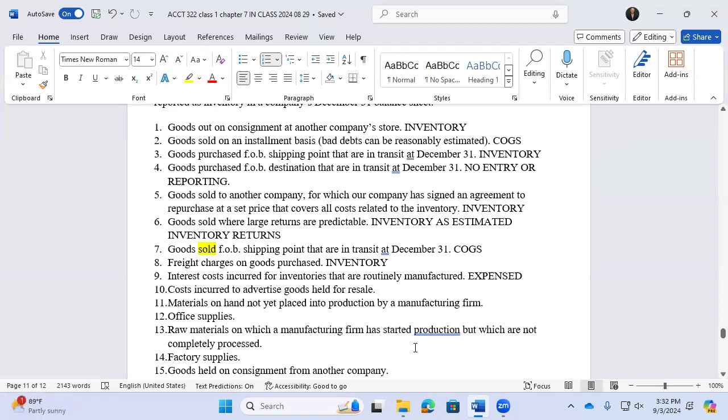Costs incurred to advertise goods held for resale. So we know that this is just expensed, right?